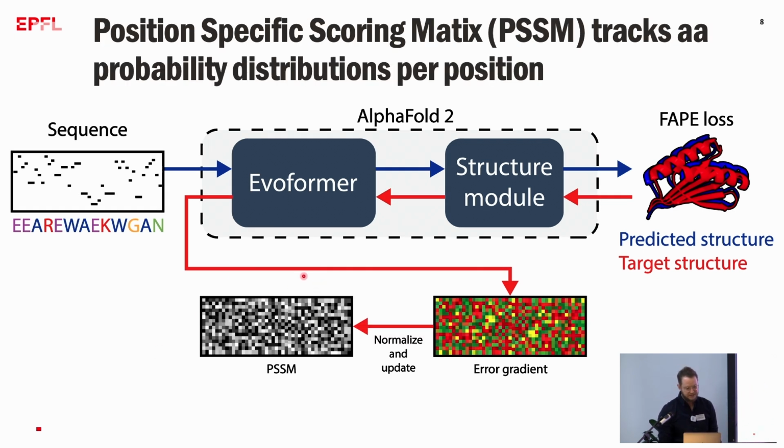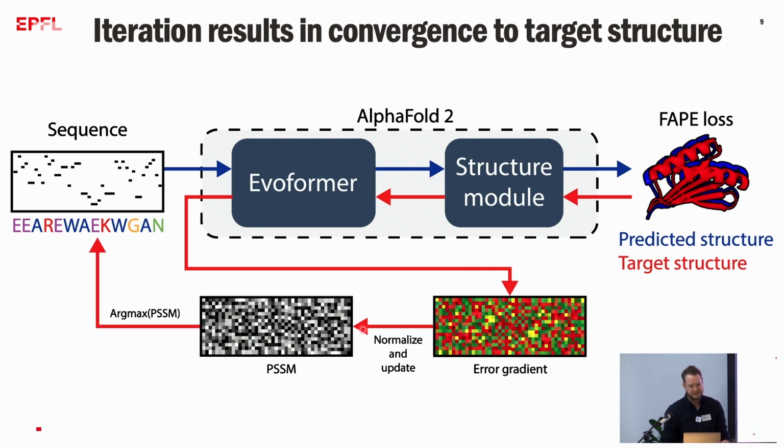We track this error gradient in a PSSM, a position-specific scoring matrix, which is again 20 by the length of the protein. You can think of this as a probability distribution that we're keeping track of. That is, for each position, we keep track of the most likely amino acid that we can find there. So we sample from this PSSM and we iterate this.